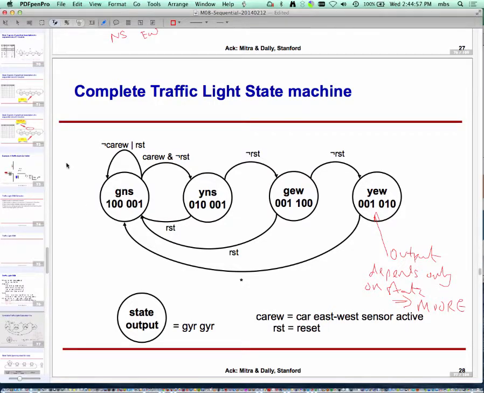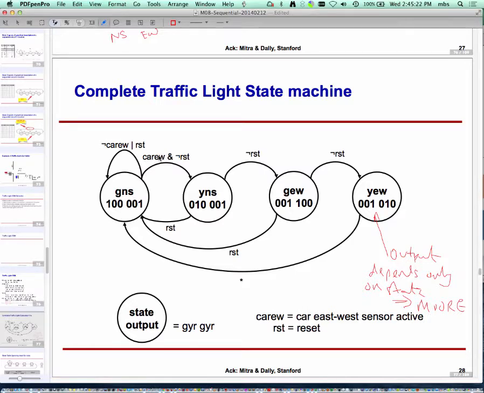Now let's look at green north-south. If I'm in green north-south, and there is no car on the east-west segment, I stay put, right? I have to stay in the same state. So that's what you see here. It's basically saying if there is nothing on the east-west or reset is high, then I stay put in the green north-south. There is a self edge here.